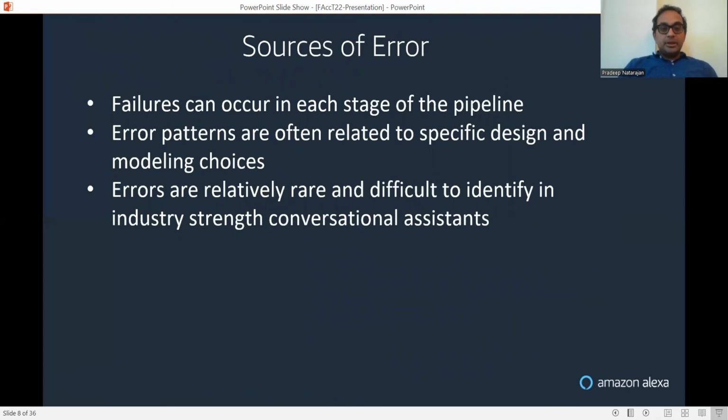So if you look at this multi-stage pipeline, what are the possible sources of error? Failures can occur in each stage of the pipeline. Error patterns are often related to specific design and modeling choices we make for these modules. And these errors are also relatively rare and quite difficult to identify in an industry-strength conversational assistant.